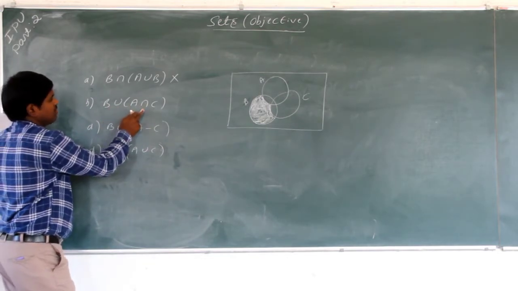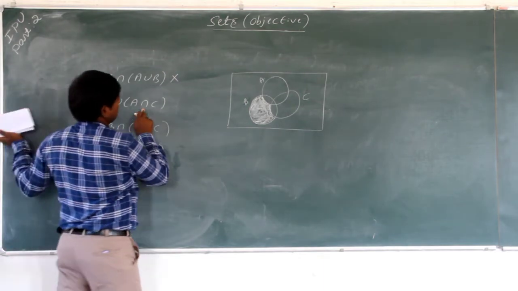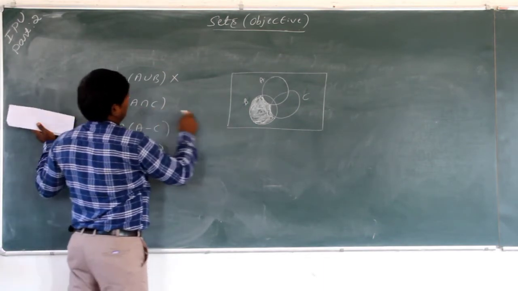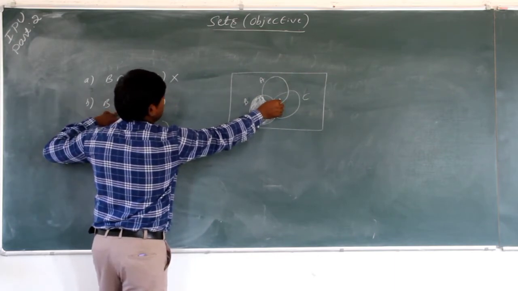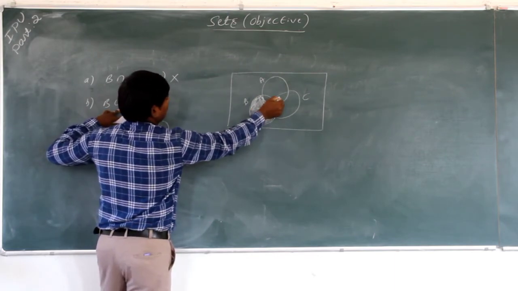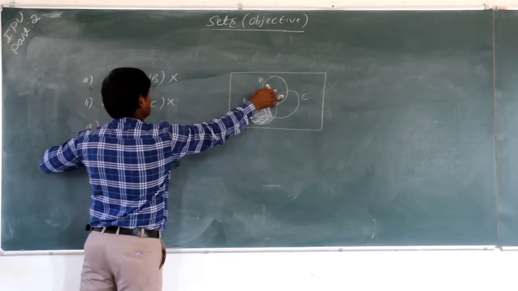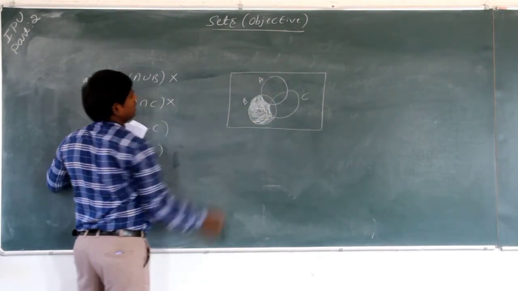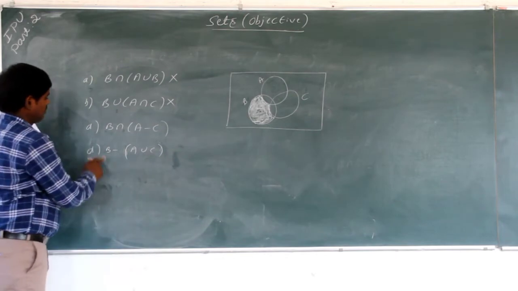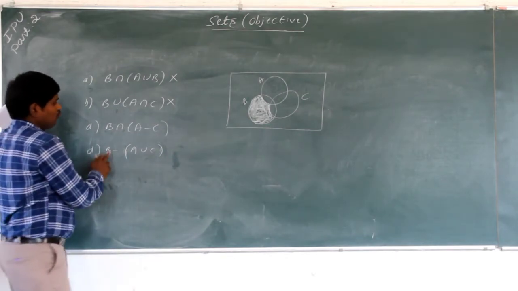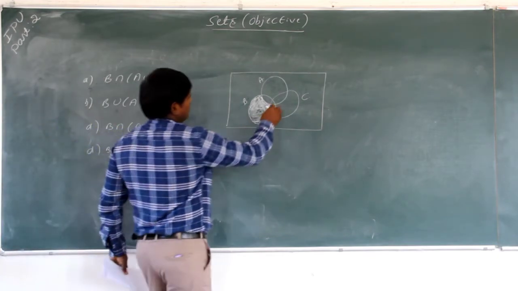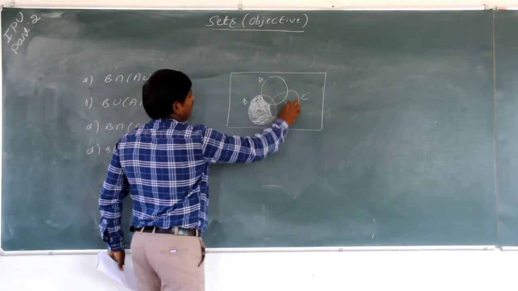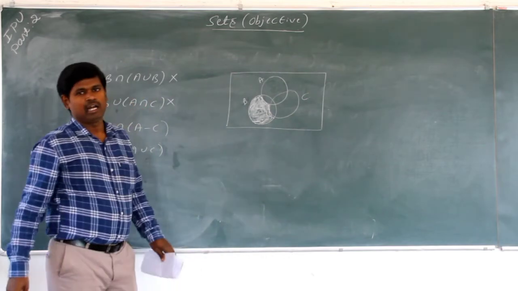Next, A intersection C. So here, A intersection C is equal to which area? A intersection C is equal to this area. Its intersection with B is this, so this does not belong to A intersection with B, so we are not shading here. Therefore the fourth option, B minus A union C. So this region is the whole of the elements which consist of A and C.